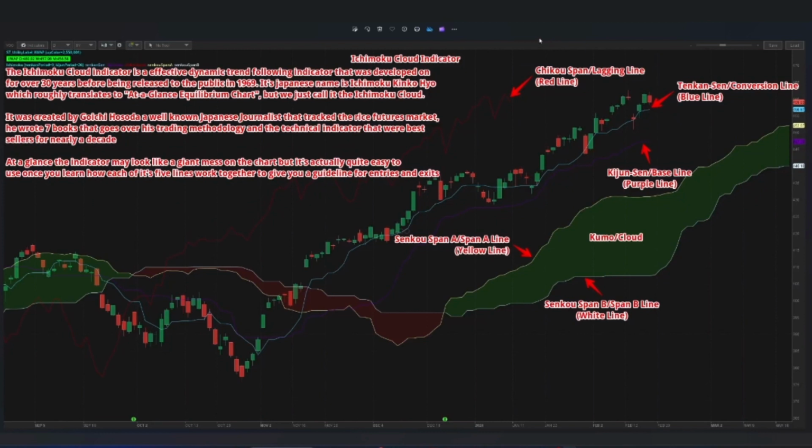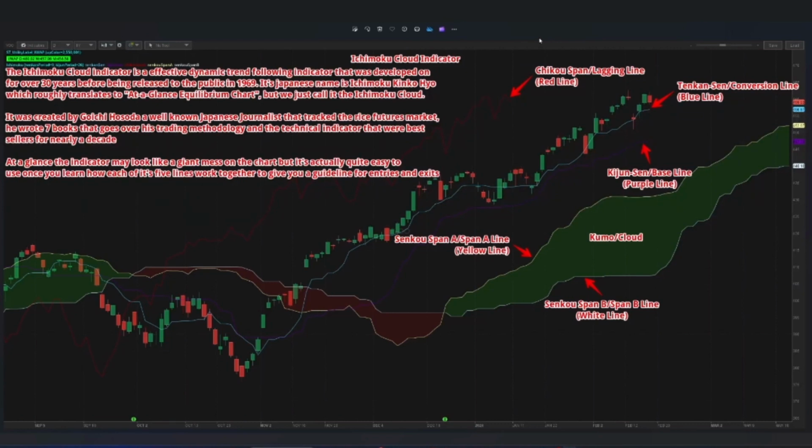At a glance, the indicator probably looks like a giant mess because you've got a bunch of different lines on the chart. It's actually really easy to use once you learn how each of these 5 lines work with each other. They also give you guidelines for entries and exits, so you can use it to figure out when to get into a trade and when to get out. So it's like a whole trading system. It works together to help you figure out how you should be approaching a particular stock you're looking at.